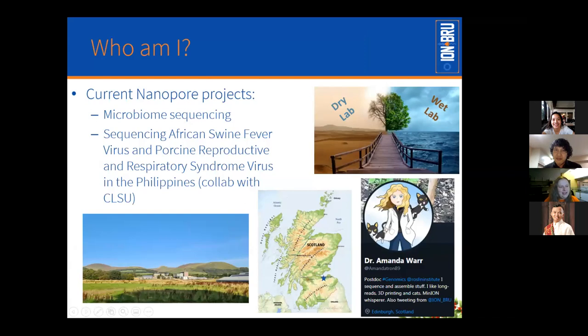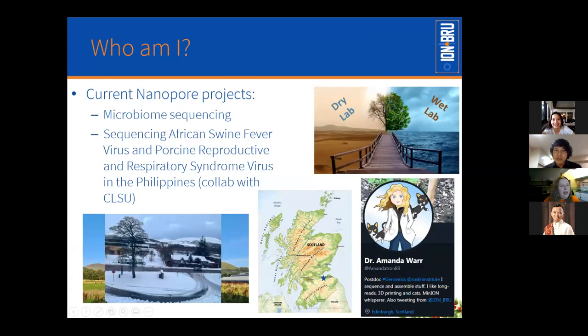Okay, so as Khalil says, I'm a postdoc at the Roslin Institute, which is just south of Edinburgh here. This is what it looked like in the summer, but at the moment it looks more like this. I work in both wet lab and dry lab, so I do both the bioinformatics and the wet lab stuff. Occasionally I'll let people do some of it. Currently I have nanopore projects that are actually mine, focusing on microbiome sequencing primarily in cows. And I'm also sequencing African swine fever virus and porcine reproductive and respiratory syndrome virus in the Philippines with that collaboration with CLSU.